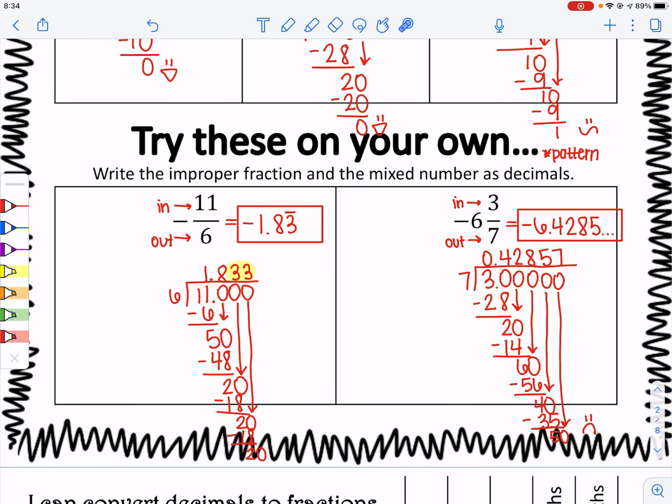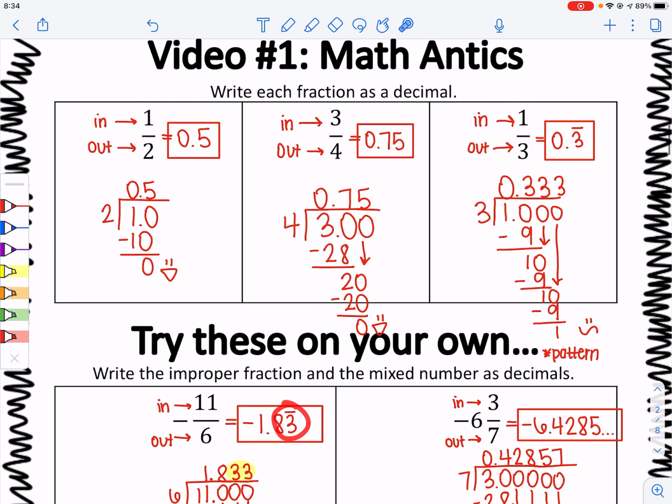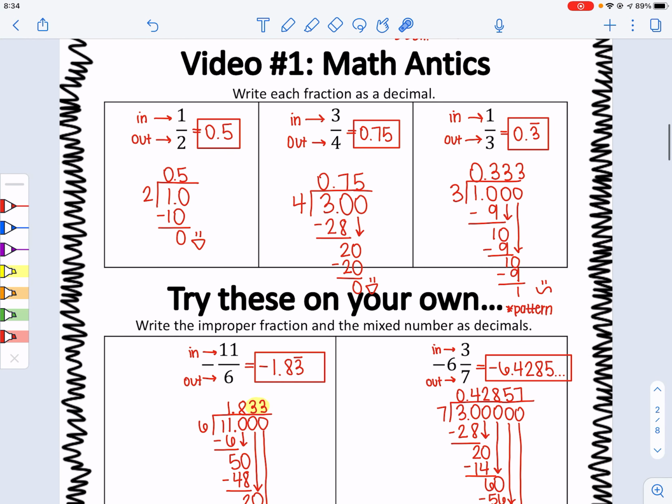Another thing to notice is when you have a 6 in your denominator, you'll have some kind of a repeating decimal. And then also when you have a 3 in your denominator, you're also going to have some sort of repeating decimal. Those are your most common, so 3 and 6 and 9 also are going to be repeating decimals.